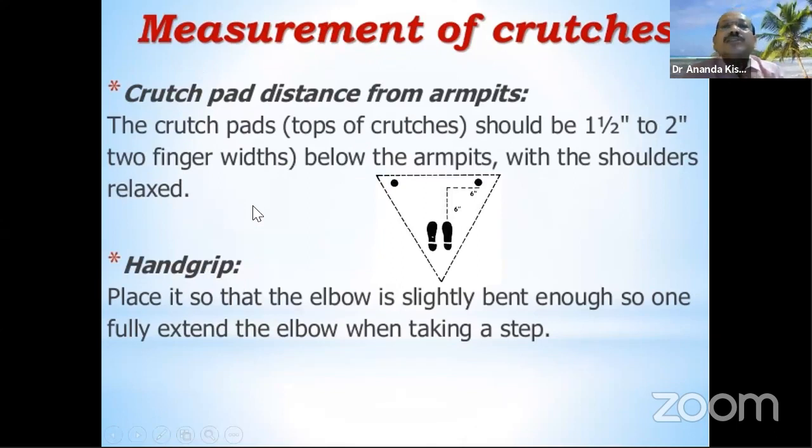Now, how will you measure the length of the crutch? This is really asked in the examination. When the patient is standing with both crutches under the axilla, at least 1.5 to 2 inches, that is 2 finger breadths, should pass between the anterior level of the axilla and the armpit or axillary pad. Now the hand grip: the elbow should be at least 30 degrees flexed and the wrist should be 15 degrees dorsiflexed.